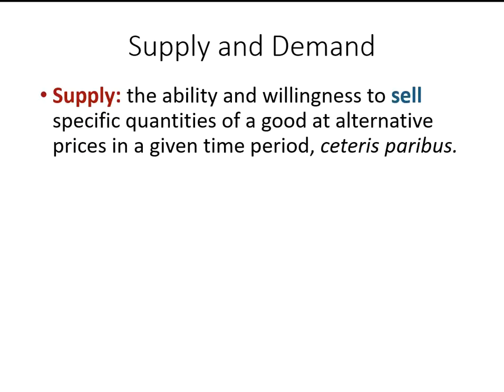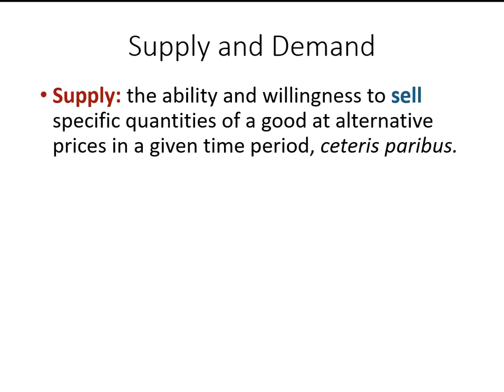So supply is the ability and willingness to sell specific quantities of a good at alternative prices in a given time period, ceteris paribus. First of all, don't be bothered by the last phrase, ceteris paribus. I will explain it later. But let's just look at the whole sentence before ceteris paribus.